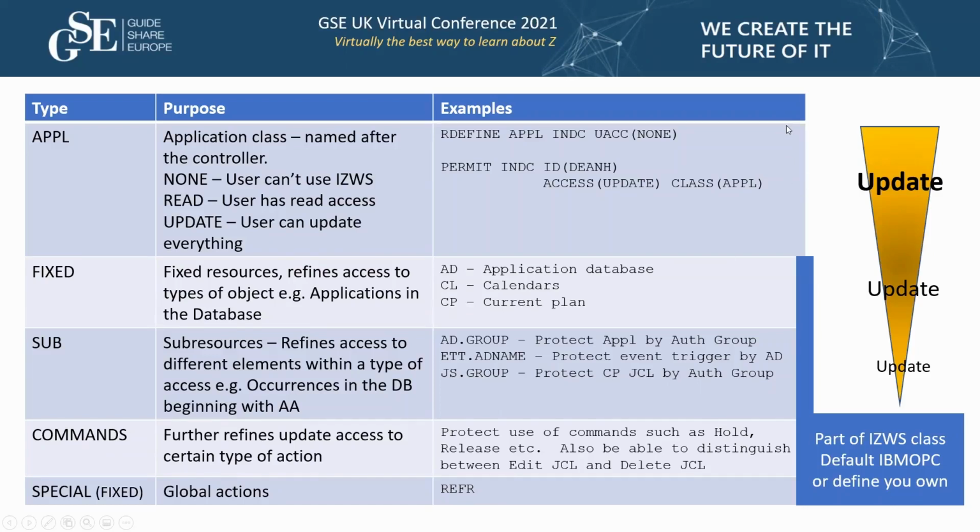One other thing to notice here is that the top level of security is defined by using an already established IBM RACF class called the APPL class. But all of these here are part of a special ICWS class. There's a default one created for you called IBM OPC, or you can define your own. And in fact, if you want to have more than one controller on your system and give them different security, then you will have to create your own.